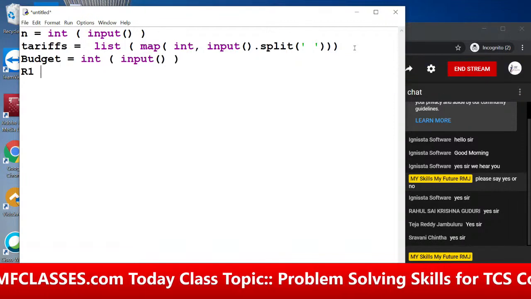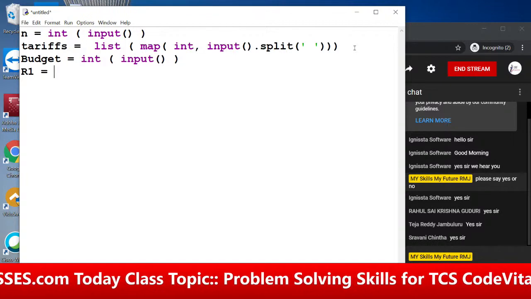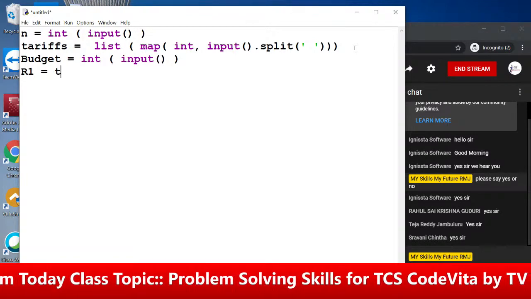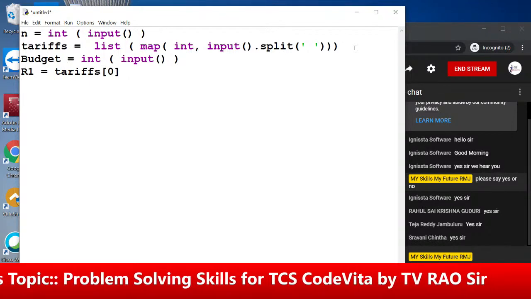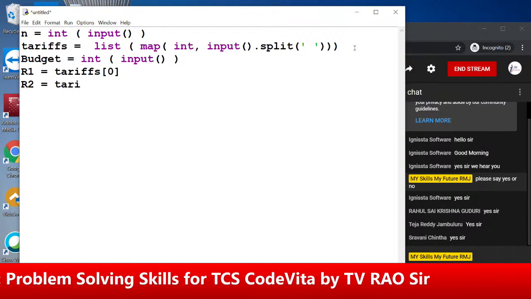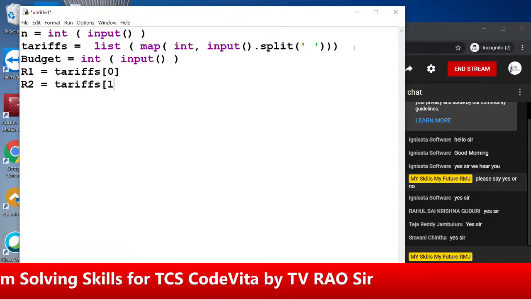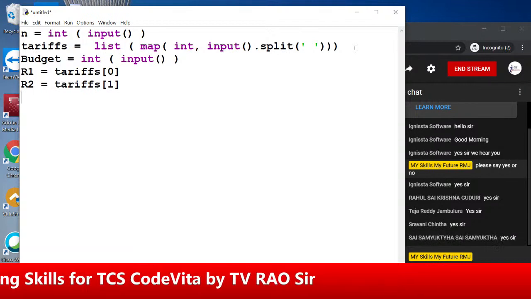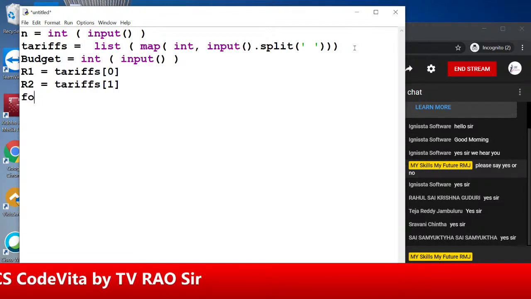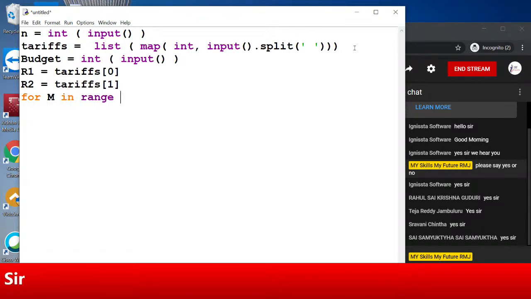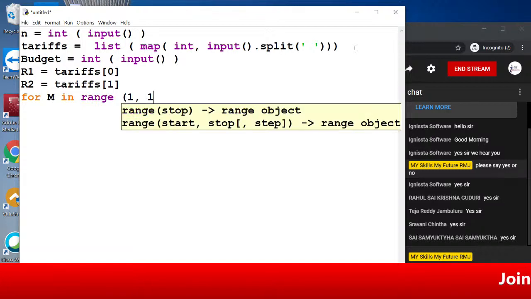Now, let R1 is tariff of AC room. R2 is tariff of TV room. This is room without TV. Okay. Is this clear? Now, let us generate number of patients. M stands for month. For M in range, how many months are there? First month to 12th month. Okay.